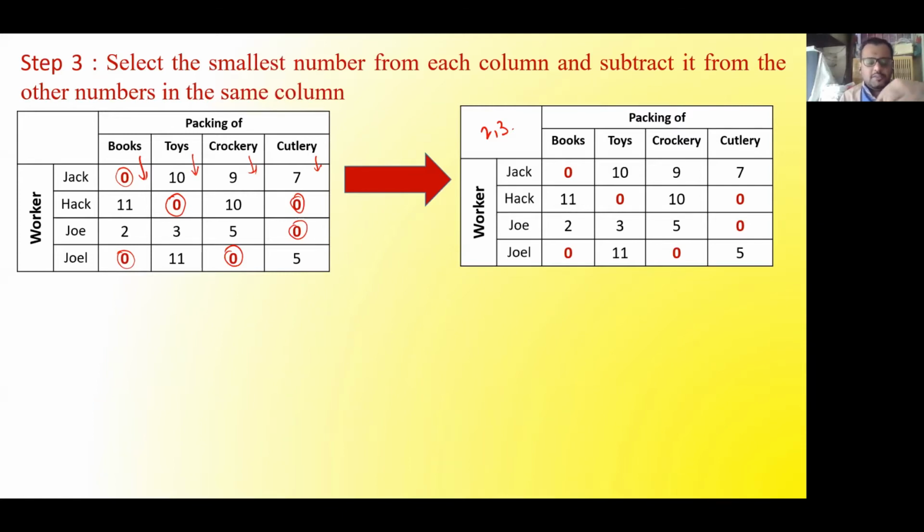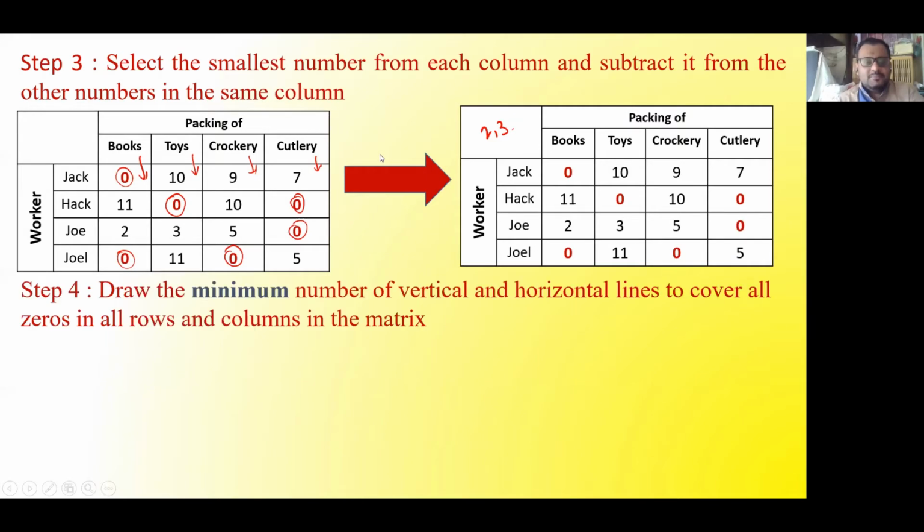Okay, so let me give you a chance. Tell me how many minimum number of lines you can draw covering all the zeros. 4. Okay, does anyone have any other answer, that it can be done in 3? Good. No, no. Okay, so let me check.